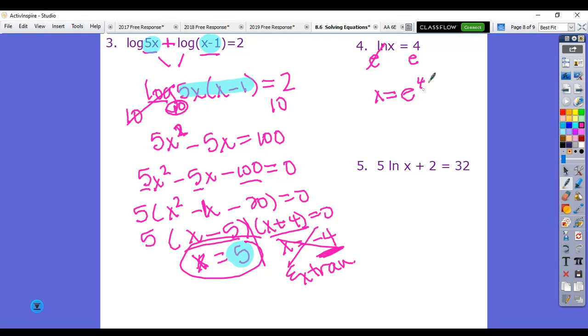You do not need to simplify that. That's the best answer possible. So when you see e or ln, you're going to use e. If you see e, you're going to use ln. These are inverses. Okay, so let's think about 5. 5 is just a little harder.